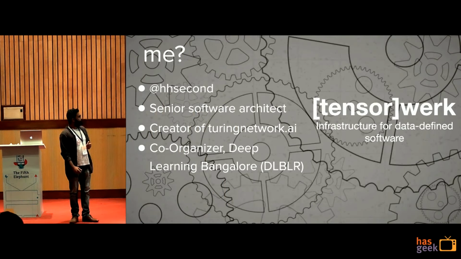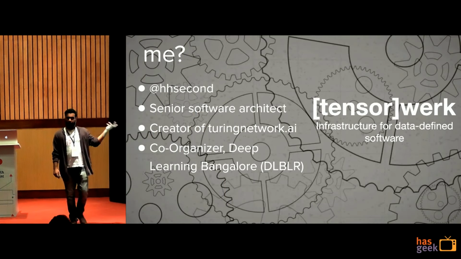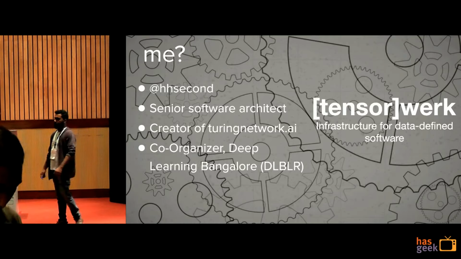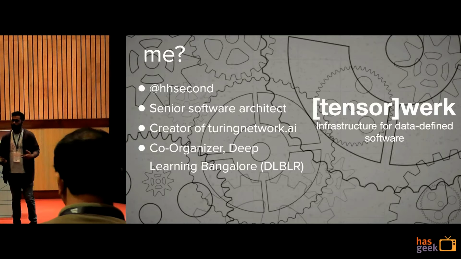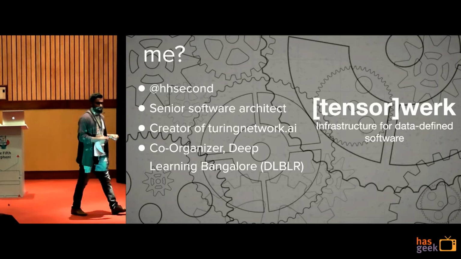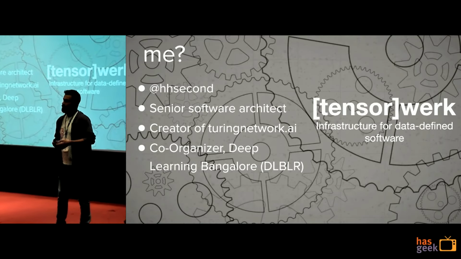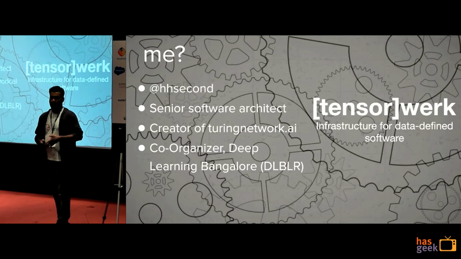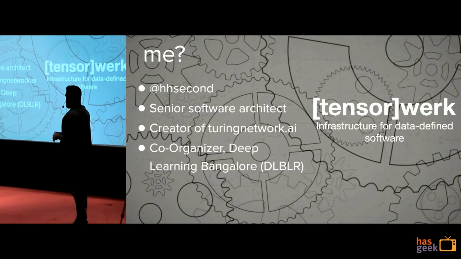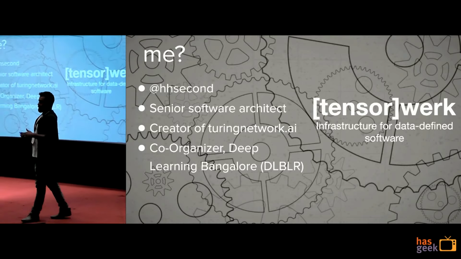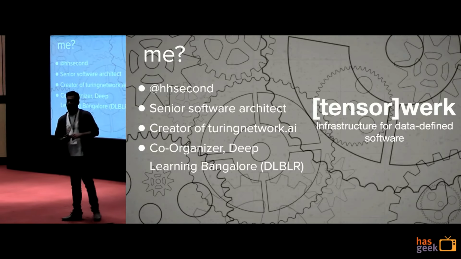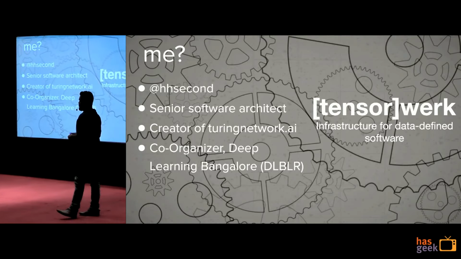Okay. So, like I said, I'm working at TensorWork. It's a 3 months old company. We are building the utilities required for software 2.0, which was defined by Andrej Karpathy very recently. I'm known as HH2nd on the internet. This is my tag name. You can find me on Twitter, LinkedIn, GitHub, my website, wherever.